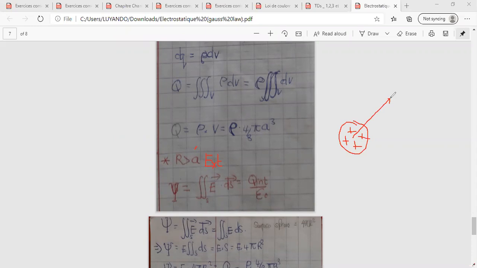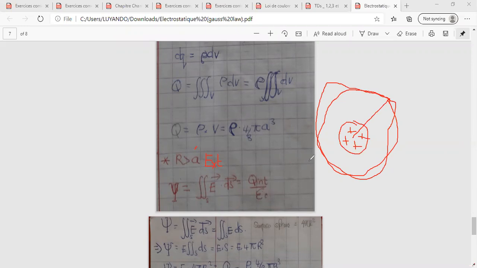So we're going to establish a Gauss surface, like I talked about. Sorry for the bad drawing. We establish a Gauss surface around it in a circular form. Meaning we're still trying to find the field at this point produced by the particles in this sphere. So we have our formula here: flux is equal to the integral of E dS equals Q interior over epsilon zero.